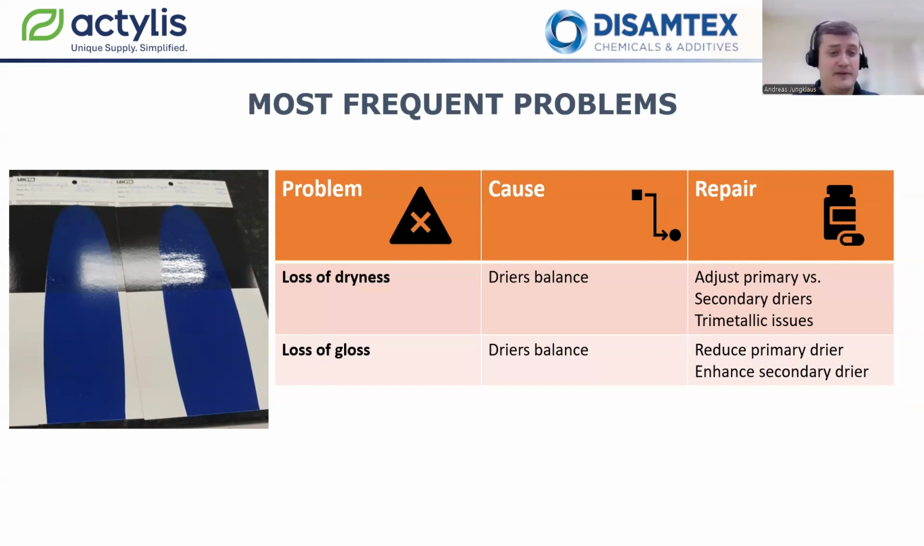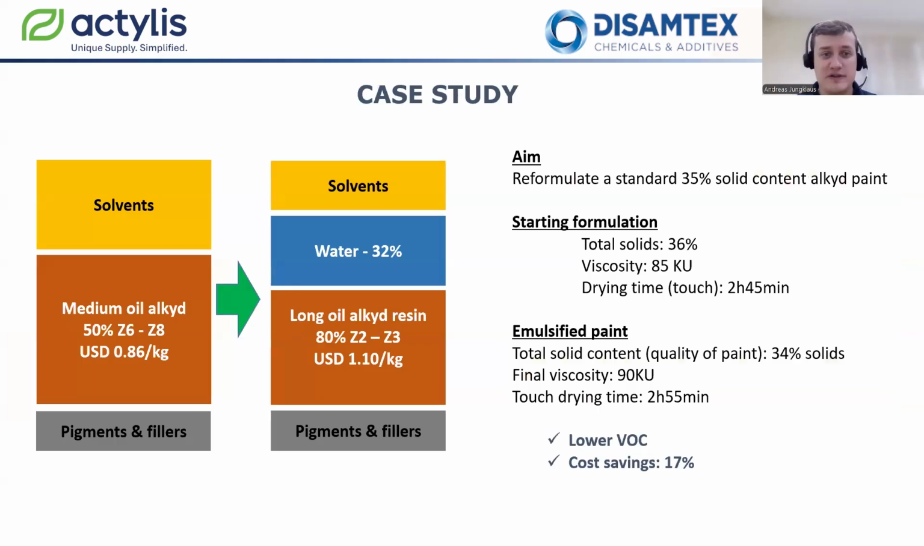And a tip in the emulsification art, that's a very important thing: a resin with higher solids and lower viscosity may allow higher dosages of water. So in the end, the total cost-saving amount was 17% in this simulation, a case study.